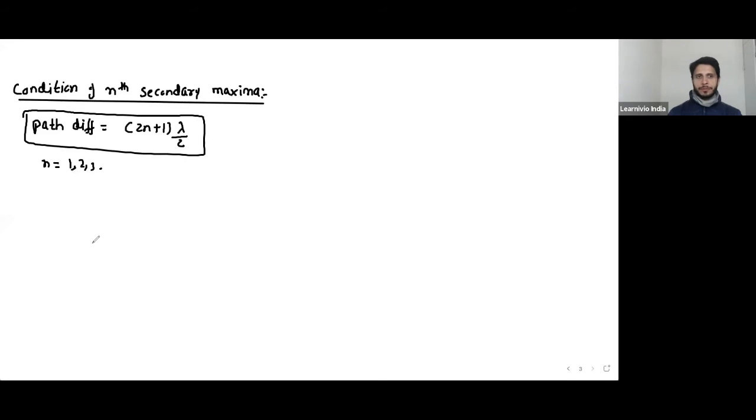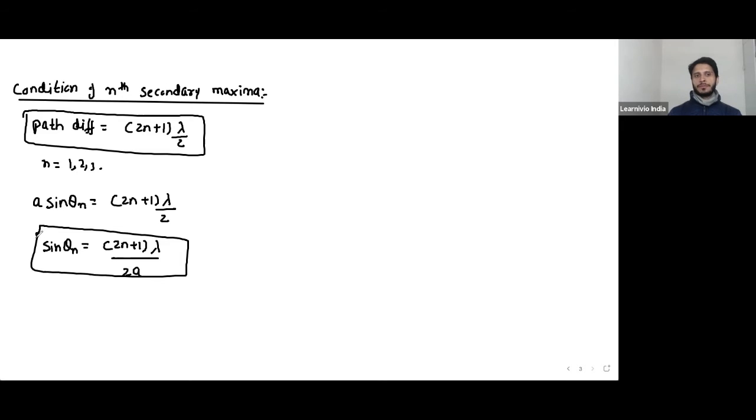And will start from 1. So what is path difference? Path difference is a sine theta n. So your a sine theta n is (2n plus 1) lambda by 2. So you can write that sine theta n is (2n plus 1) lambda over 2a. That is sine theta.